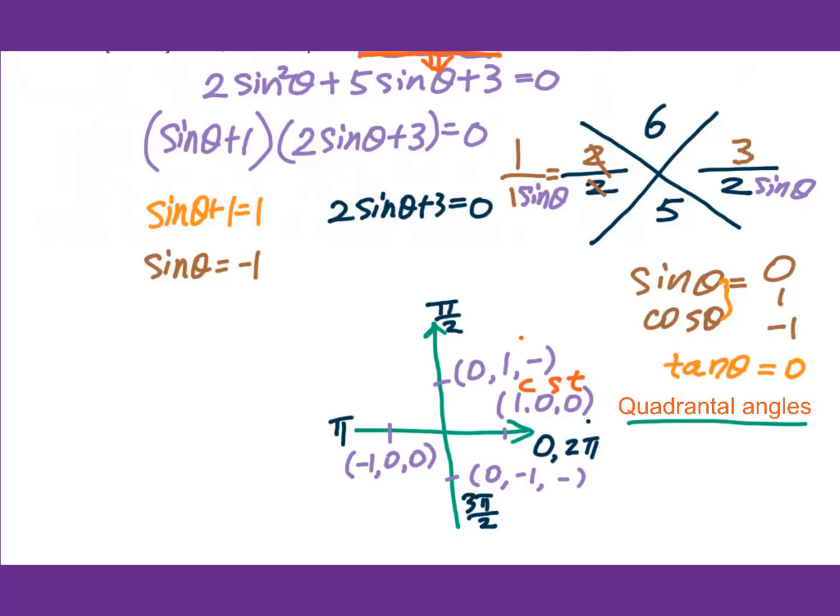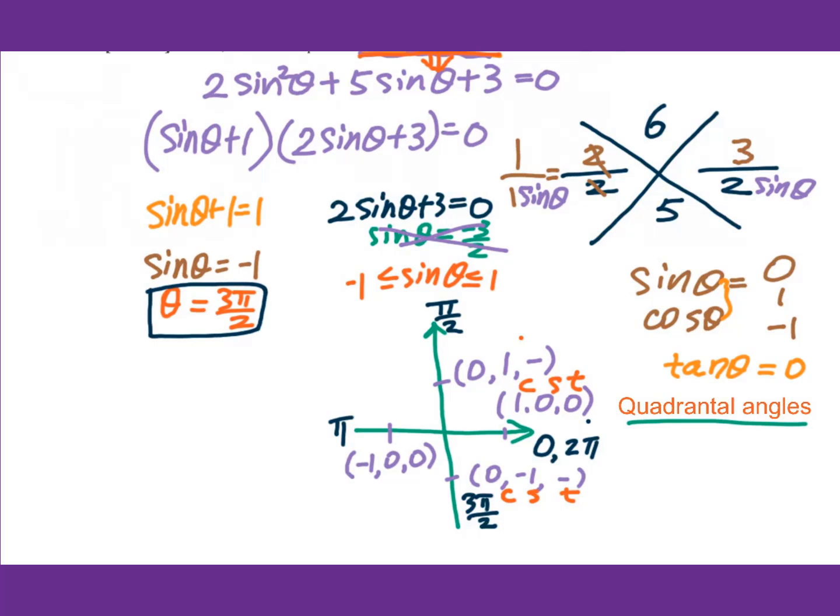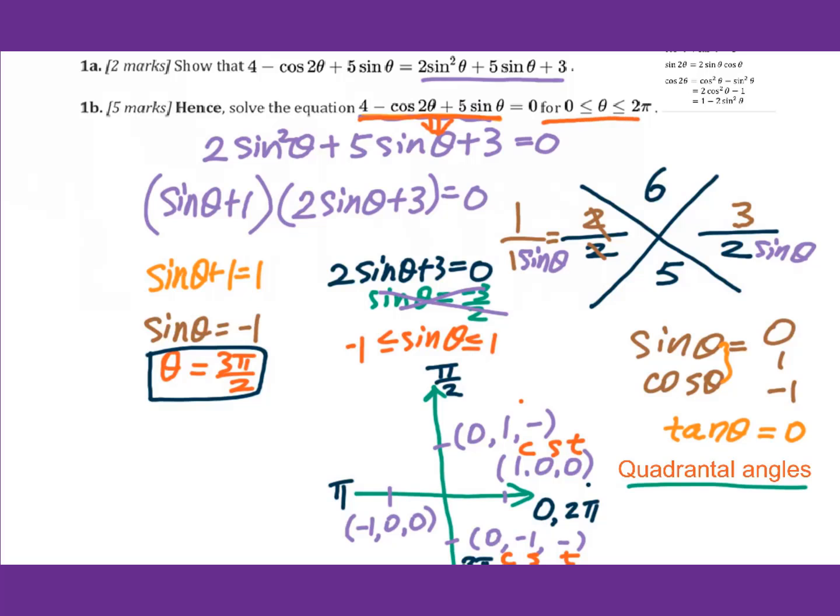Therefore, for sine 3 pi over 2, this is CST, equals -1. Theta equals 3 pi over 2. For this equation, you will get sine theta equals negative 3 over 2. Since the sine range has to be between negative 1 and 1, here there is no solution. So the final solution will be 3 pi over 2, when theta is between 0 and 2 pi.